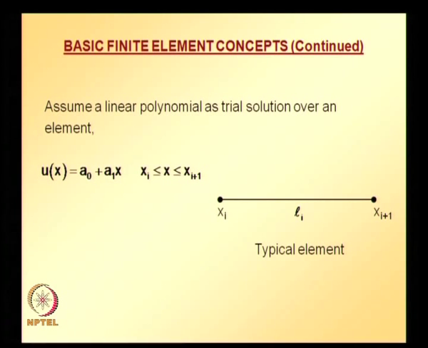We can get two equations from the assumed linear polynomial trial solution, that is, the u value at x equal to x i is u i, and the u value at x equal to x i plus 1 is u i plus 1. Substituting those two into this equation, you get the first equation: u evaluated at x equal to x i is u i, which is equal to a naught plus a 1 x i. The second equation: u evaluated at x equal to x i plus 1, that is u i plus 1, is equal to a naught plus a 1 x i plus 1. Now you have two equations and you can solve them for a naught and a 1.